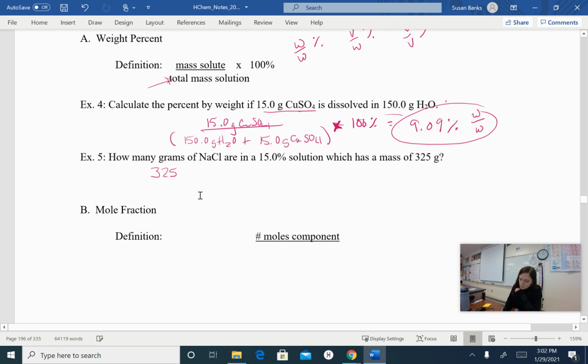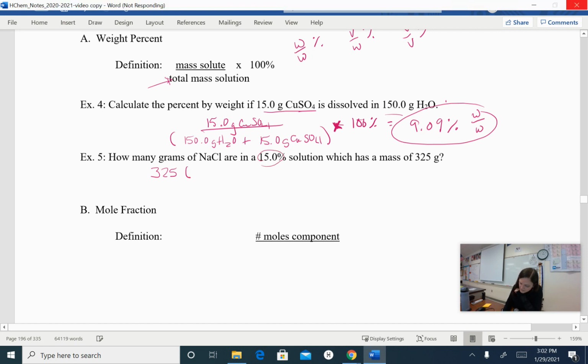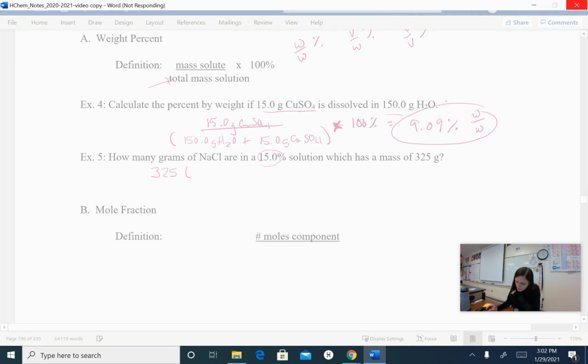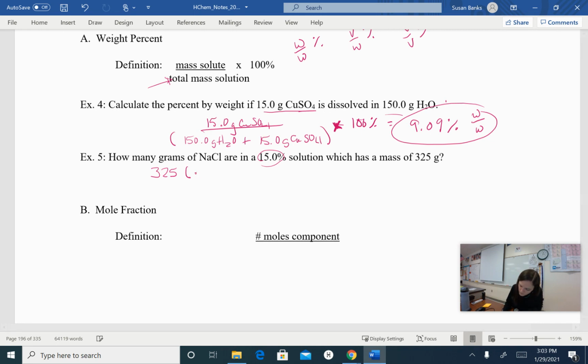Okay, so if I get this percent as a decimal, this is going to be 0.15. And if I do that in my calculator, I get 48.75, but this has 3 sig figs, so 1, 2, 3, that 5 tells me to round up. So I would report this as 48.8 grams of sodium chloride.